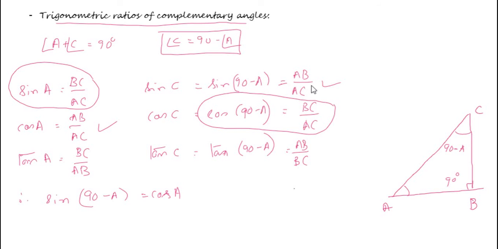Sin of 90 minus A is AB by AC, but that is also equal to cos A. In a similar way, cos 90 minus A equal to BC by AC, but BC by AC is also equal to sin A.